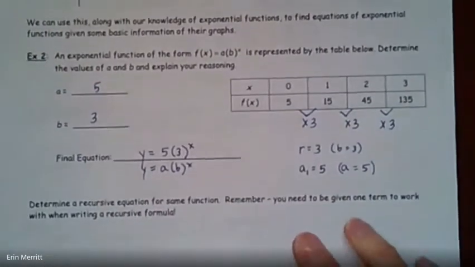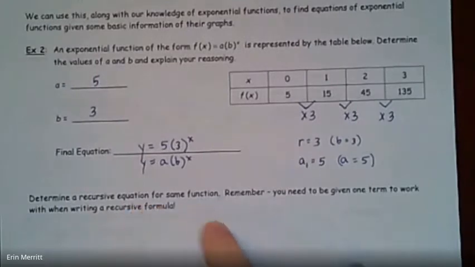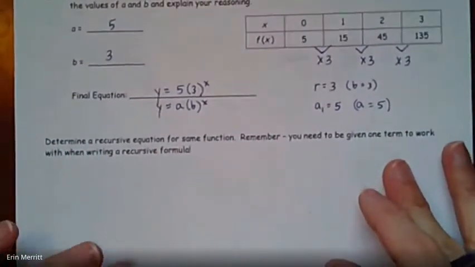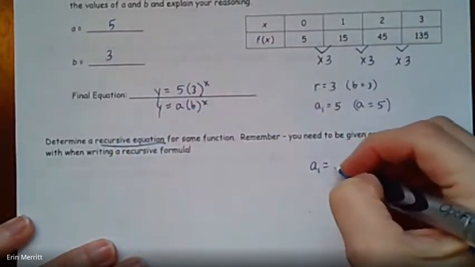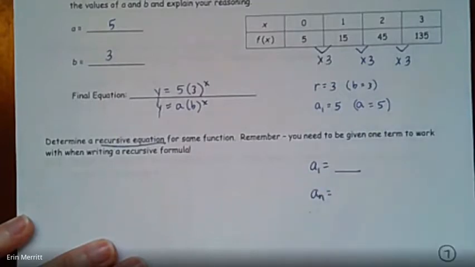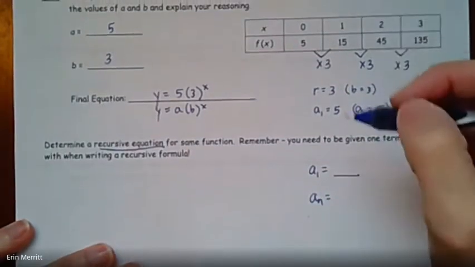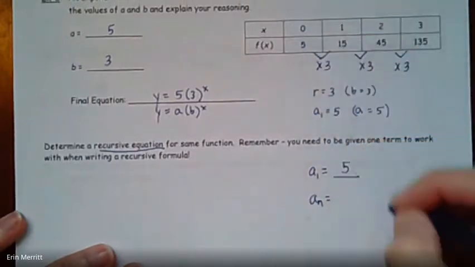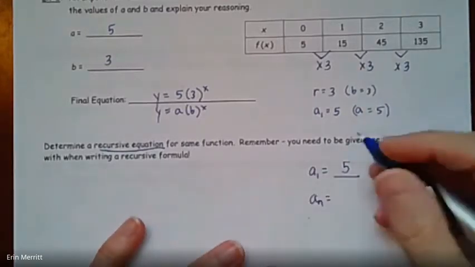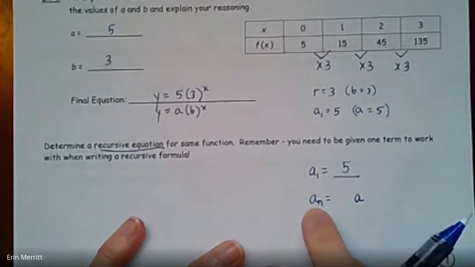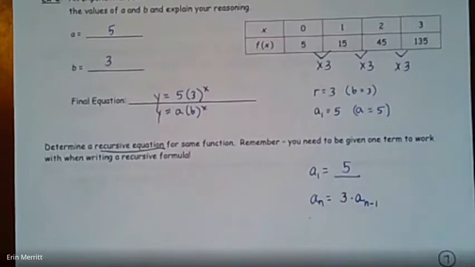Now it says determine a recursive equation with the same function. Now we're really digging back into our sequences and series. A recursive equation meant you had to tell me the first term and then how to get to the nth term. So the first term here would have been the 5. And then to get from there, you would take 5 and multiply by 3. How do I say that generically? I would take the term before this one, which was A sub n minus 1, and then multiply it by 3. That would be it in recursive terms.